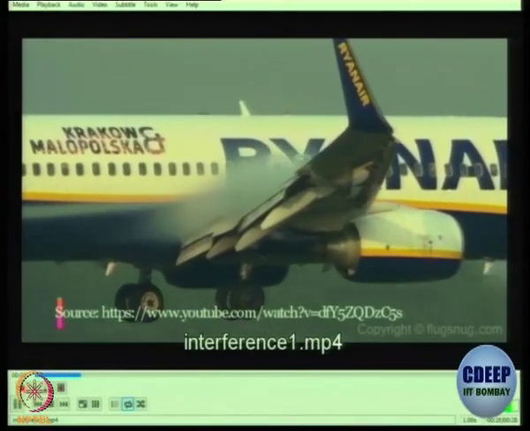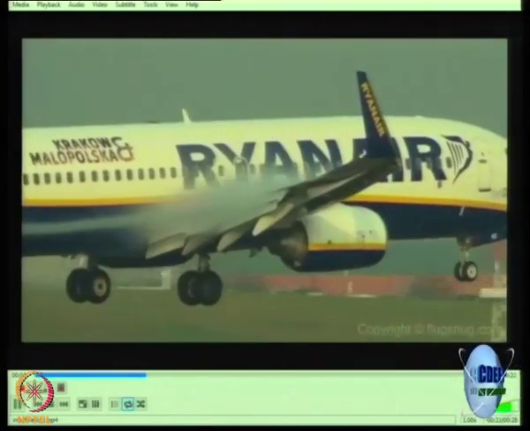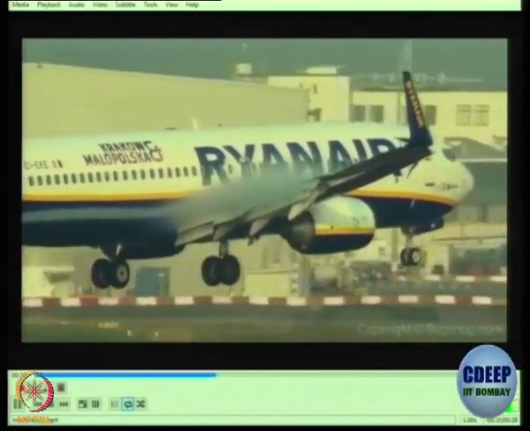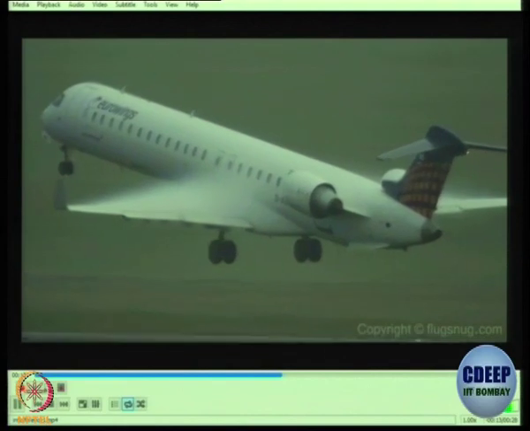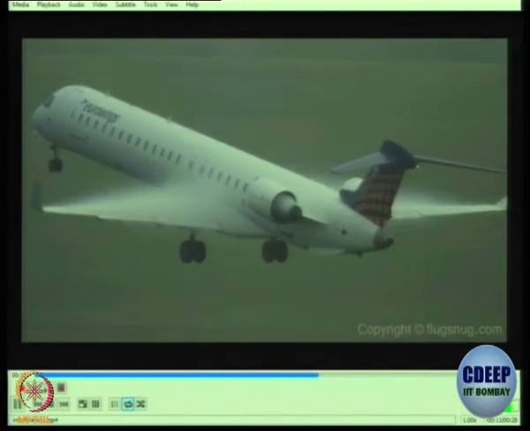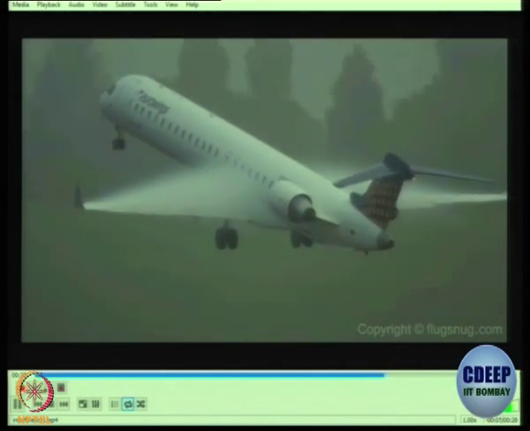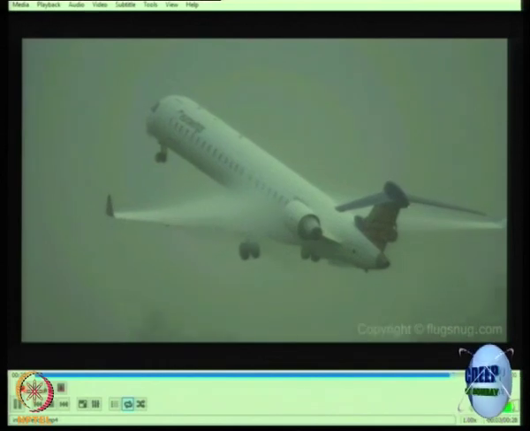So, you can see here, because of interference between the fuselage and the wing at the root, you see a lot of turbulence generated, and that turbulence is the one that is creating condensation of the water vapor. You do not see that much condensation happening towards the wing tips. It is more at the roots. Wing tips are also doing something, but the concentration is more towards the root.